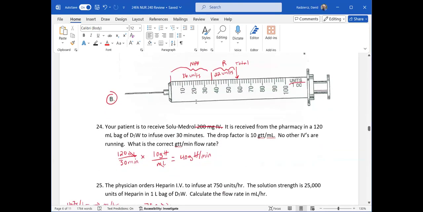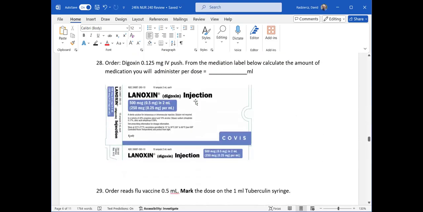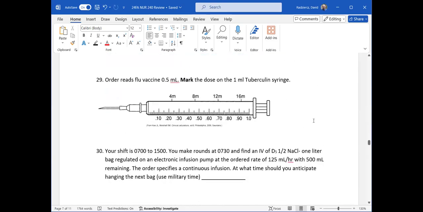All right, 29. Now we have to figure out, okay, where are the milliliters? Those M's are not milliliters, okay? Your milliliters are down here. So if it's asking you to mark on the syringe a milliliter, and it tells you it's a 1 milliliter tuberculin syringe, and here's the 1, you're going to make a mark right here.